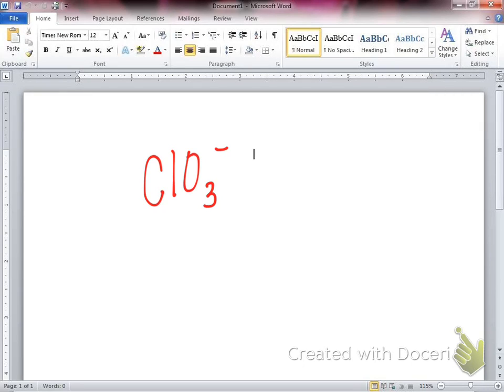ClO3 minus. ClO3. I also need to make the clarification that this is Cl, chlorine. I had some of you on your quizzes write it with the wrong letter, right? This is an L because it's chlorine and chlorate, all that kind of stuff. Okay. All right. Just a clarification. So what's the name of this molecule right here? Chlorate. Right?